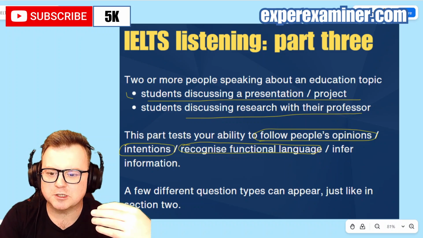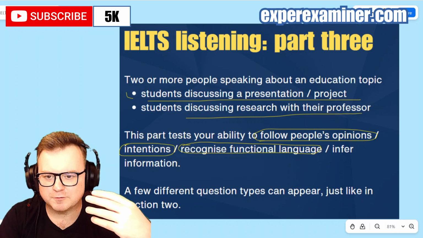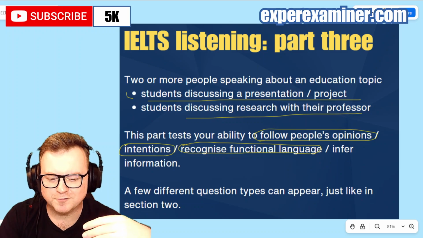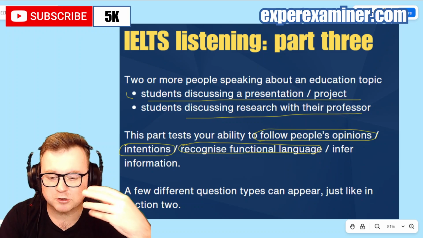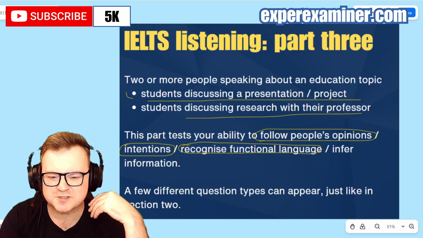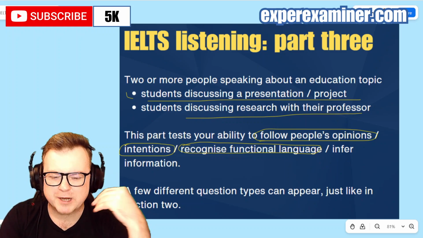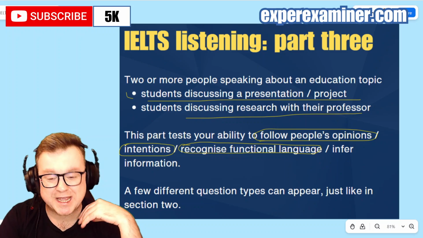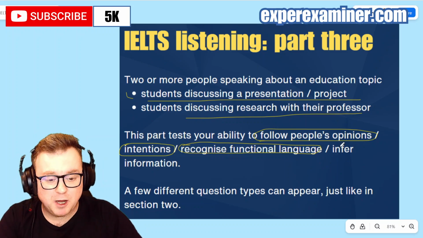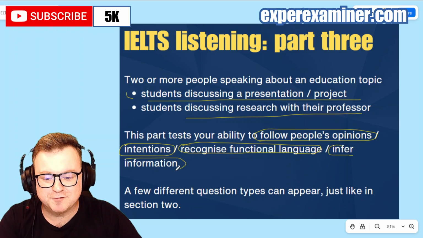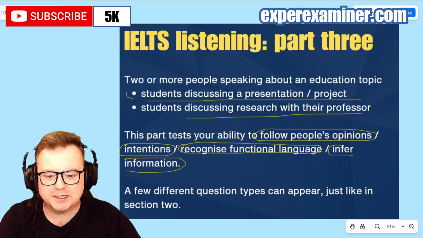And of course, that's not the only function. We have functions for requests, for offers, for suggestions, agreement, disagreement, that type of stuff. So, recognizing that functional language can be a little bit tricky. And the part that students, I think, always struggle with is inference, inferring information.